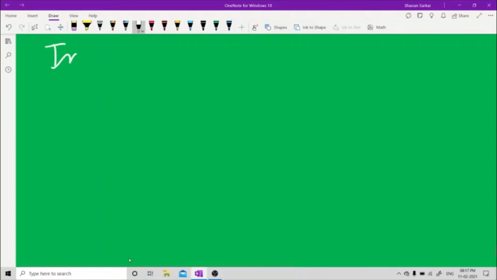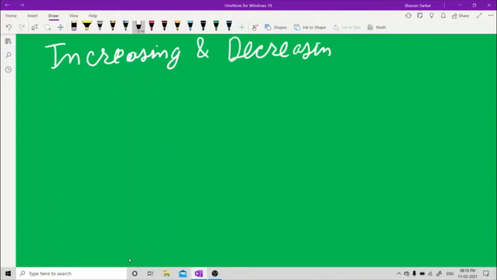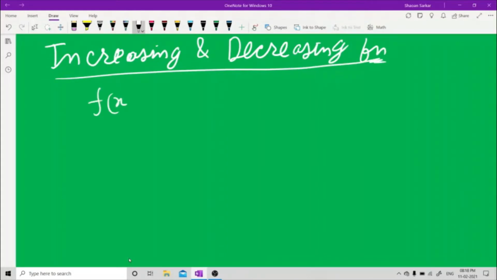Increasing and decreasing function. Now, suppose this is your function.